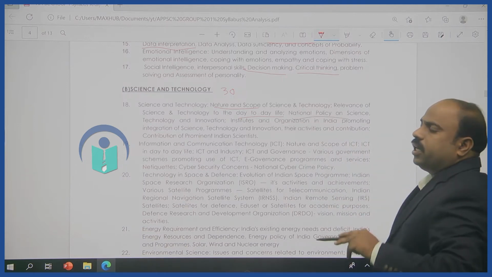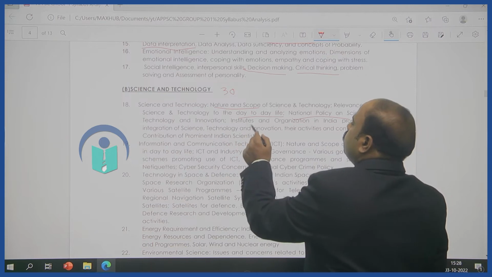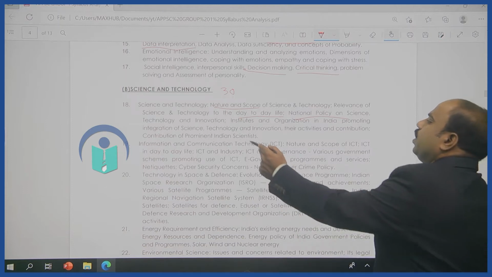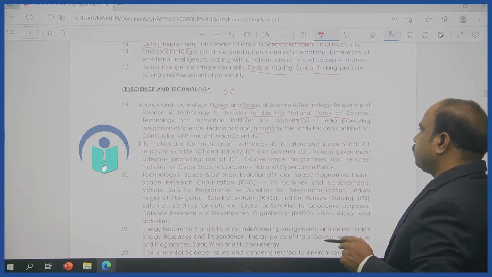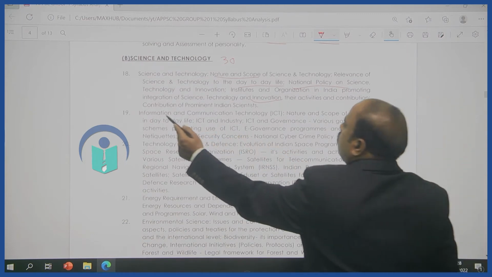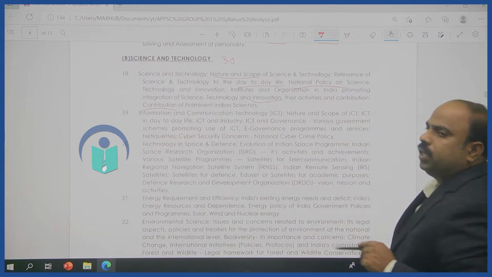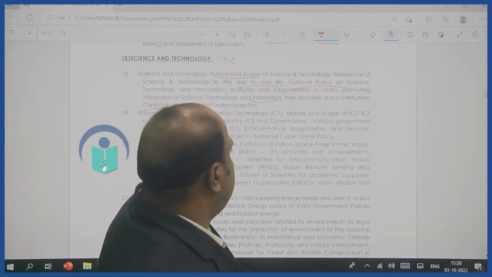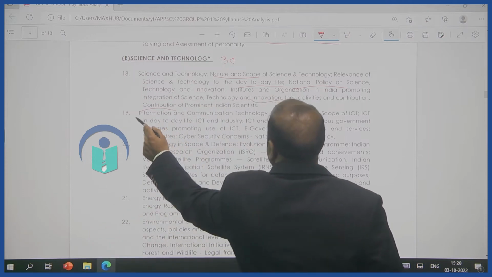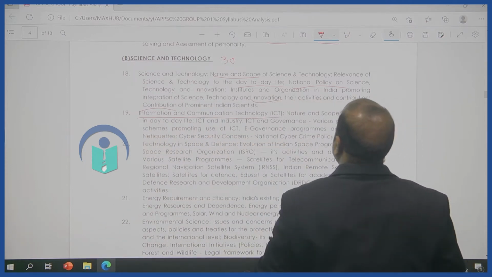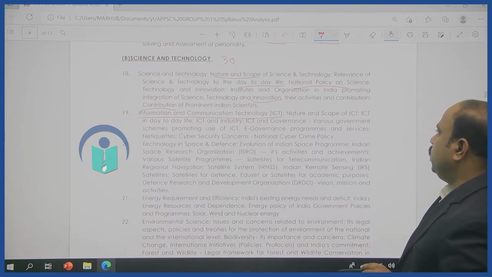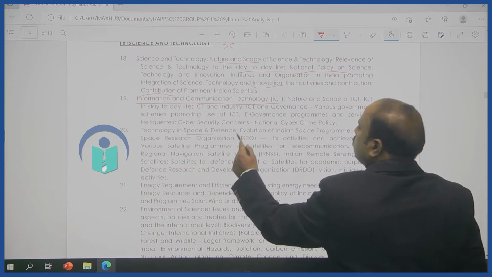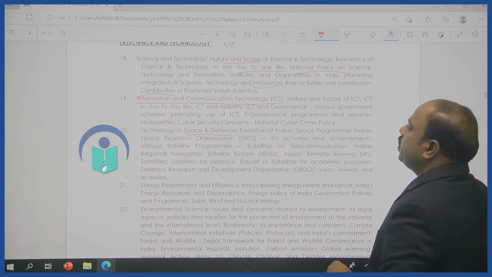Following, the national policy on science and technology, innovation institutions, organizations in India and promoting integration of science and technology innovation. The next, contributions in science and technology, prominent Indian scientists. Next, information and communication technology, nature and scope of ICT in day-to-day life. The next, science and technology in space and defense.